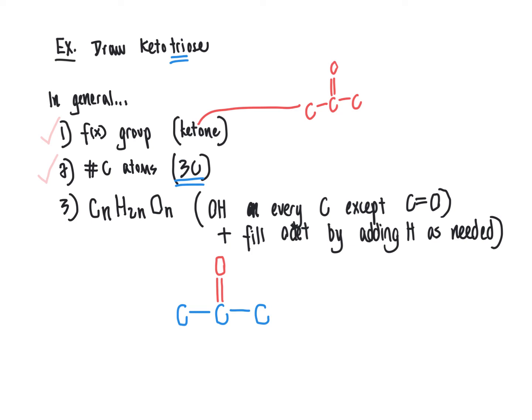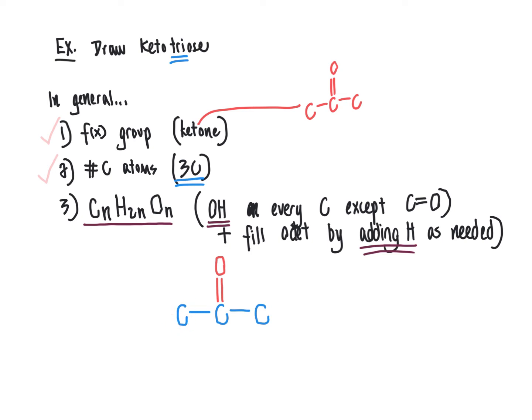remaining atoms, specifically the OH groups, and adding hydrogens as needed on each carbon to fill the octet rule so that our formula fits this criteria of CnH2nOn. So let's go ahead and do that. I'll start here at the left-hand end of the molecule.